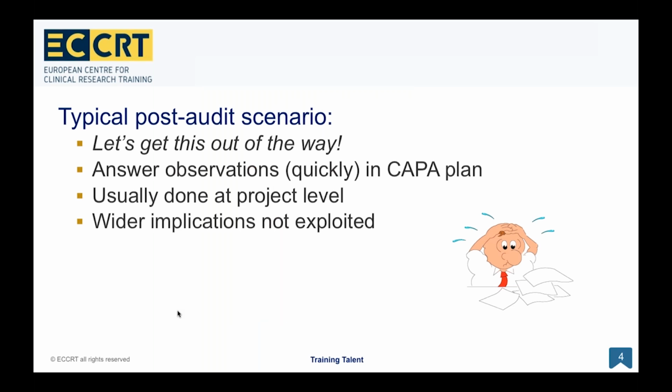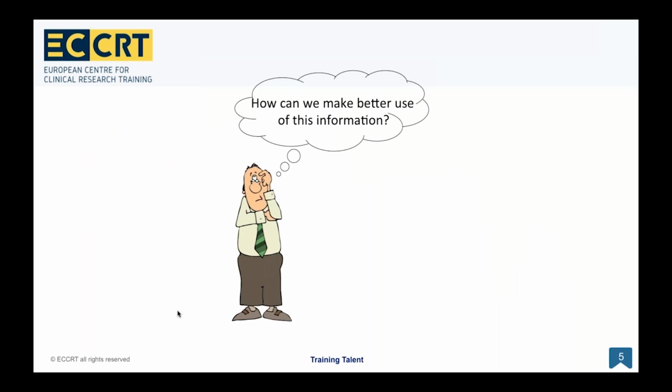So here is what is, to me, a typical post-audit scenario. People are usually saying to themselves, let's get this out of the way as soon as possible. And so what they do is they answer the observations very quickly in a CAPA plan, a corrective and preventive action plan. And most often this is done at the study level or the project level. And this means that the wider implications of the findings may not be fully exploited. So the question is, can we make better use of this information? How can we do this?